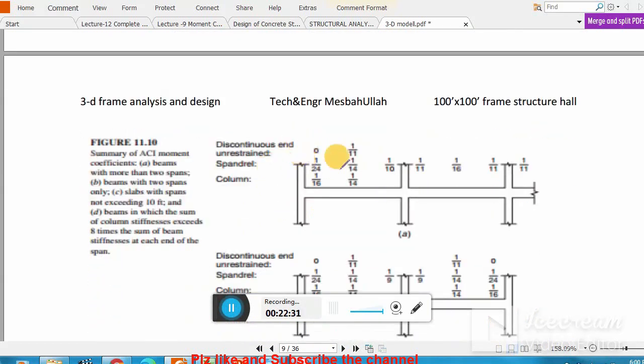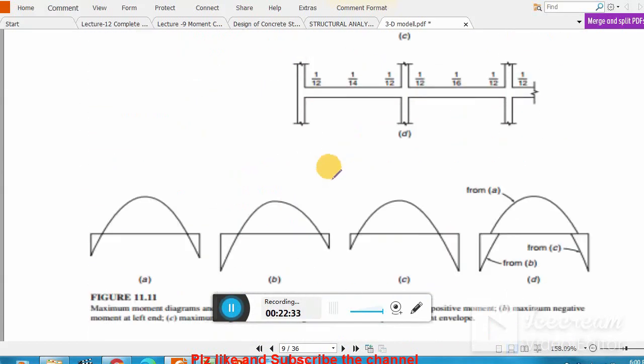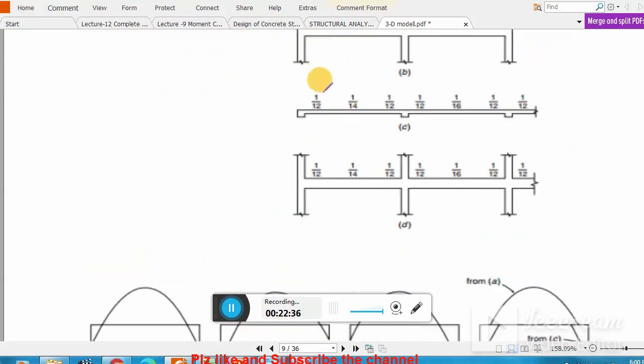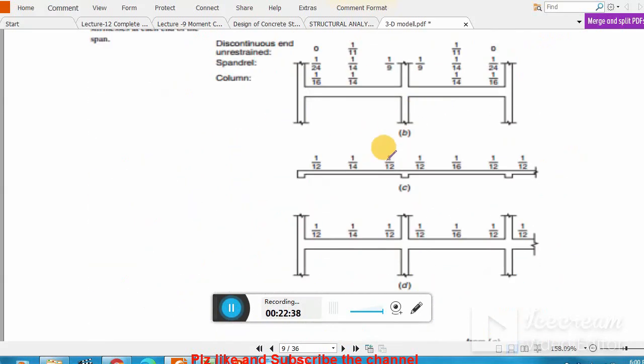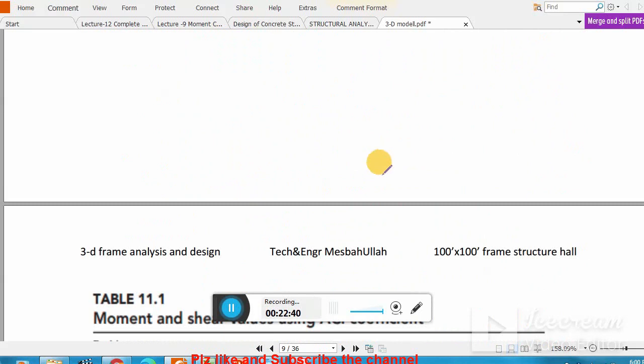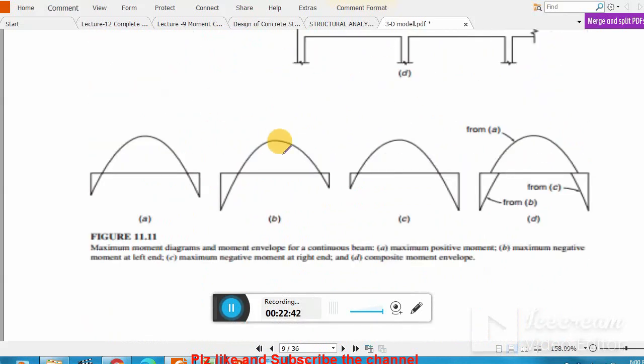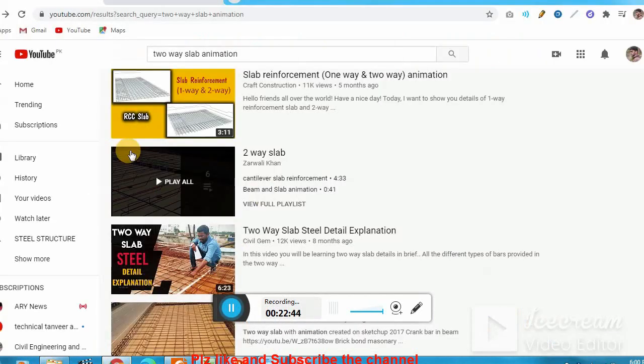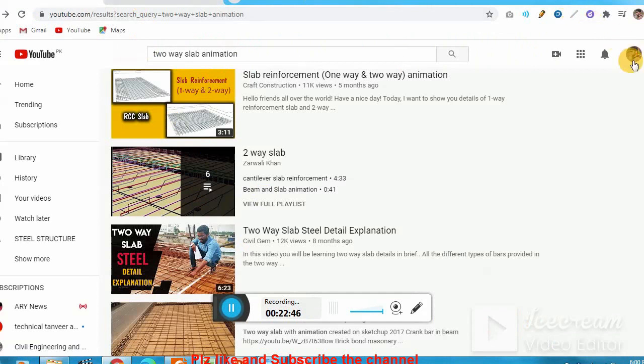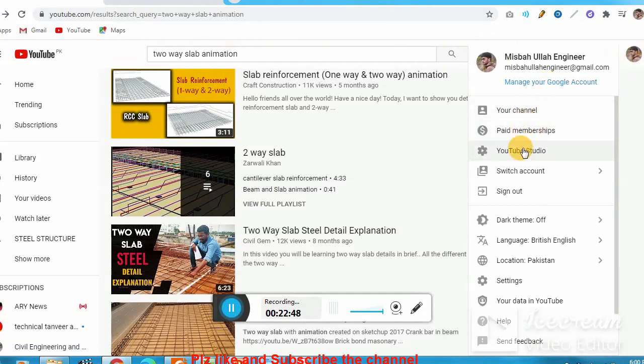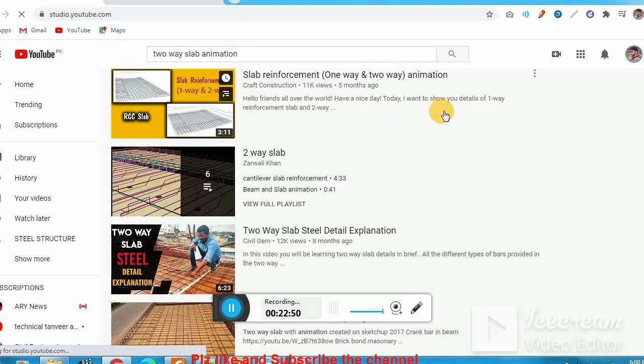Now in the next video inshallah, this lecture winds up here with the detailing of the slab, and in the next lecture inshallah we will discuss the design of the beam, and we will discuss these coefficients as well, how to select these, how to use these coefficients. I already explained these coefficients on my channel.